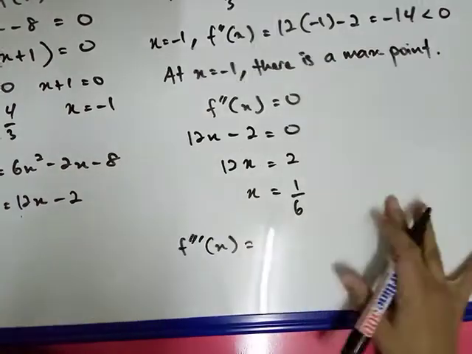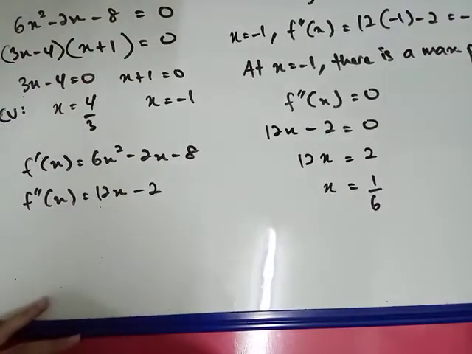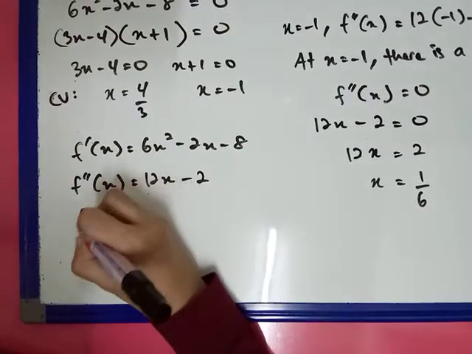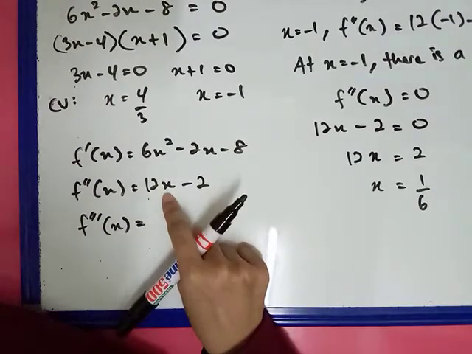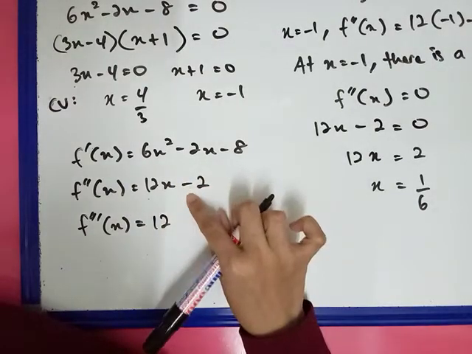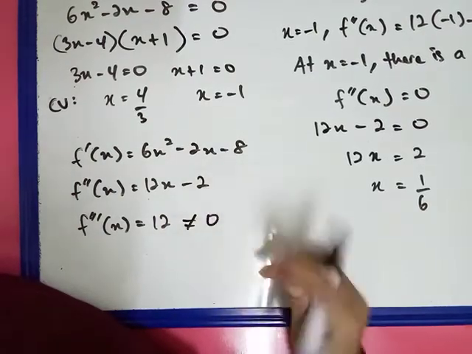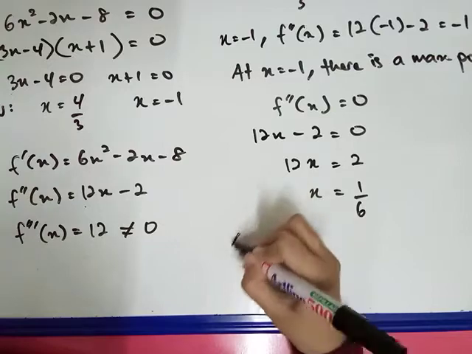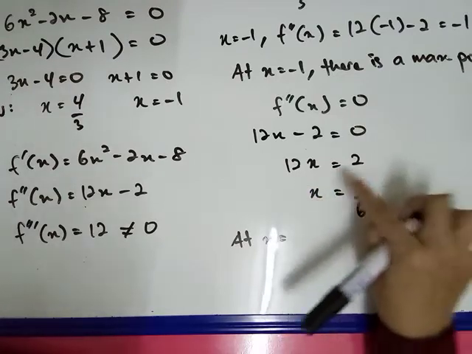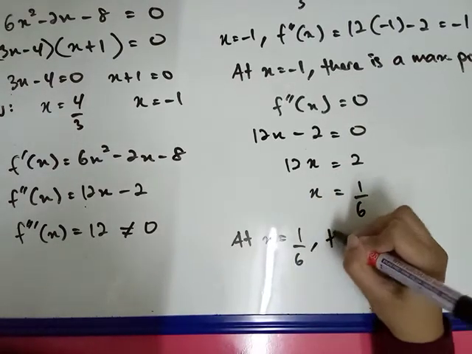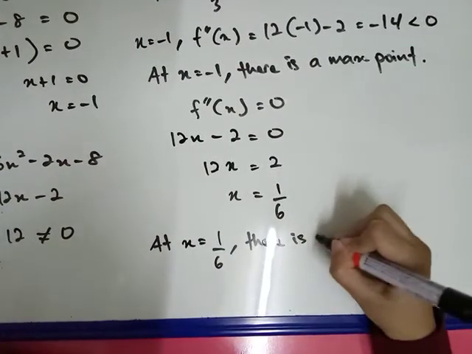Differentiate to get the third derivative from the second derivative here. I'll show you here. From the second derivative, differentiate 12x, you get 12, and then differentiate negative 2, it is 0. So 12 is not equal to 0, right? Therefore, at x equals 1/6, there is an inflection point.